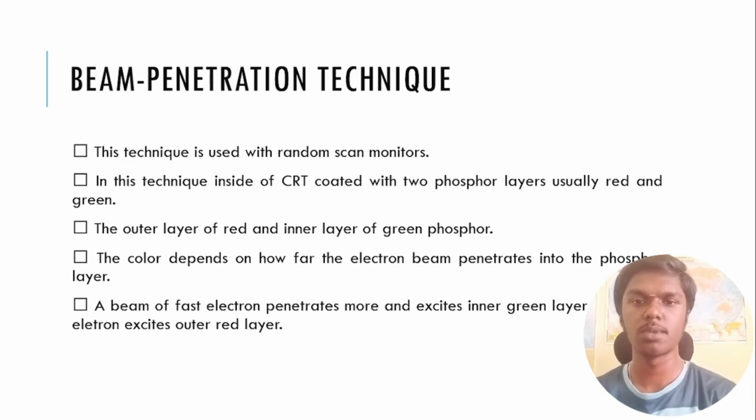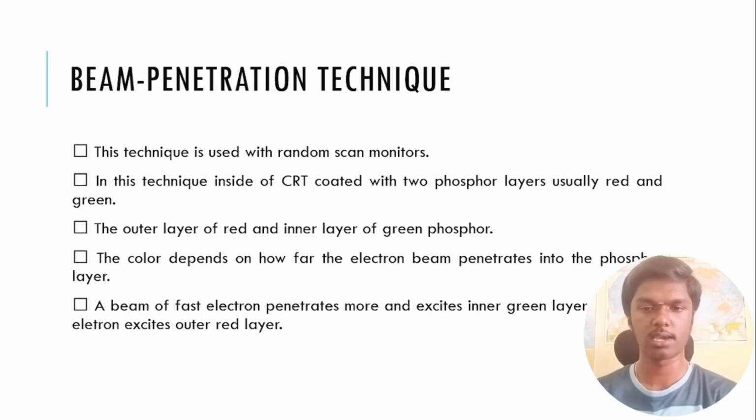So let's start with the beam penetration technique. This technique is used with random scan monitors. In this technique, the inside of the CRT is coated with two phosphor layers, usually red and green. The outer layer is red and the inner layer is green phosphor. The color depends on how far the electron beam penetrates into the phosphor layer. A beam of fast electrons penetrates more and excites the inner green layer, while slow electrons excite the outer red layer.